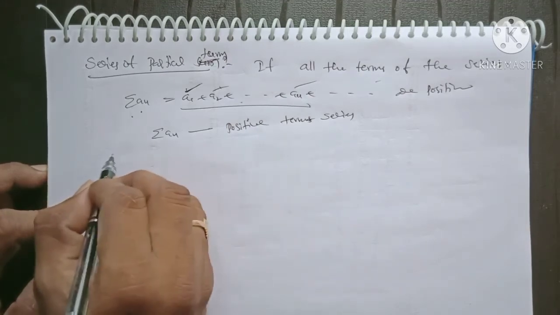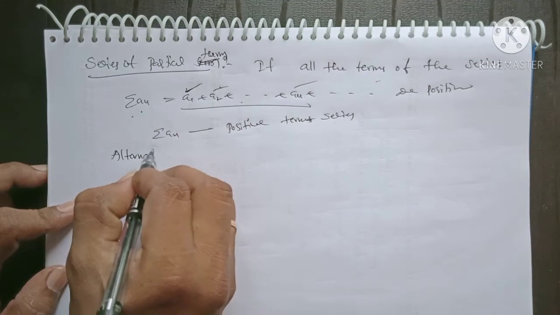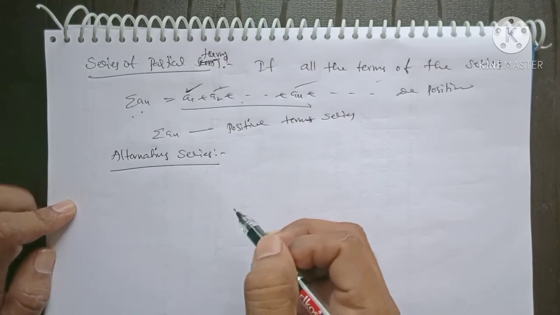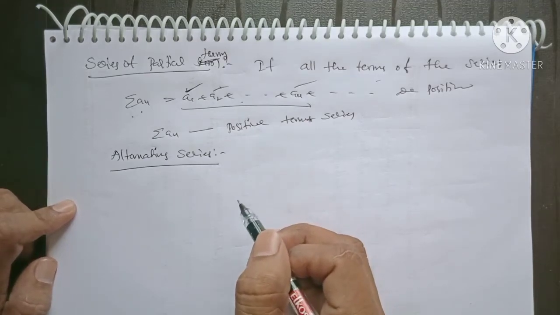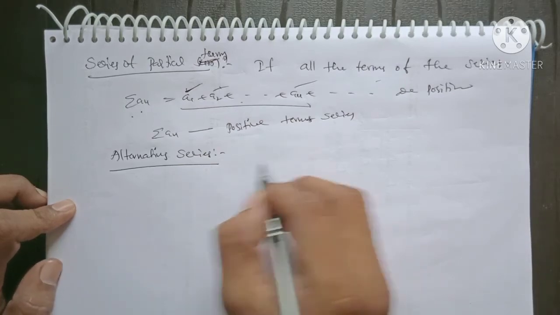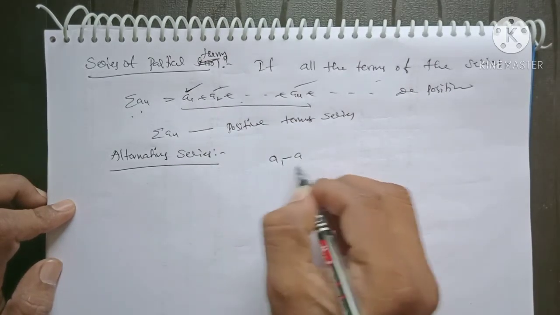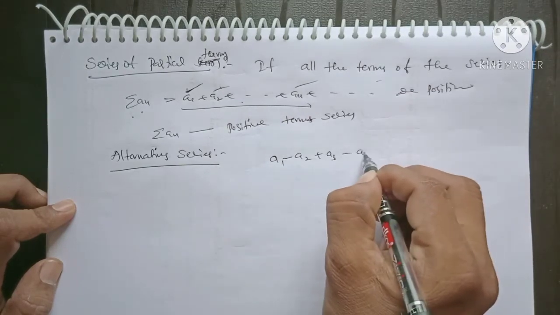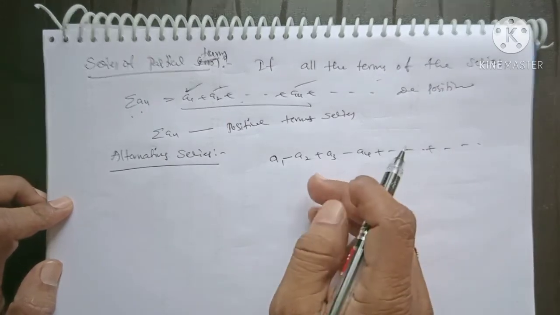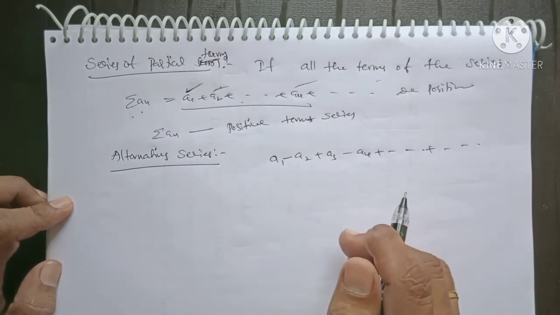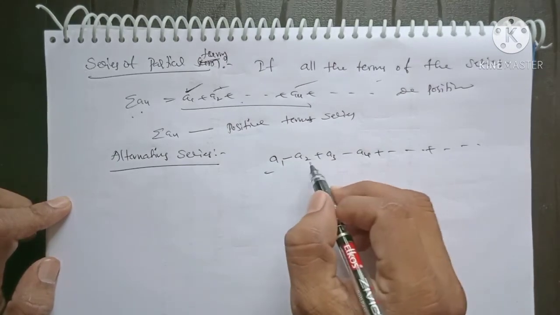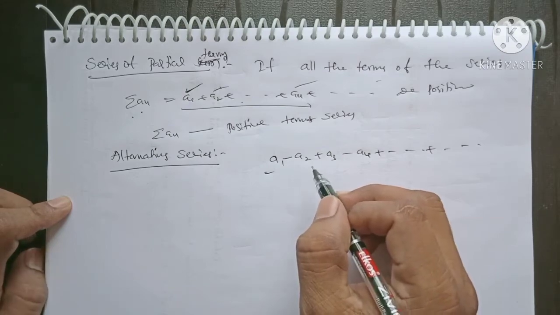Next one is alternating series. It means a series in which the terms are alternately positive and negative is called an alternating series. That means, suppose a1 minus a2 plus a3 minus a4 plus etc. A series like this is called an alternating series.